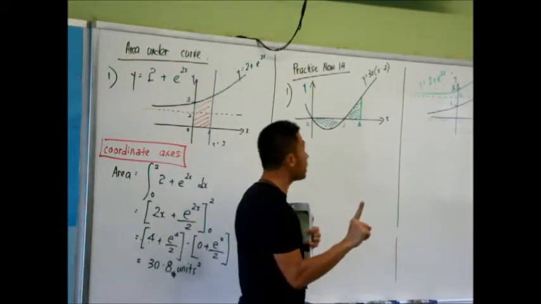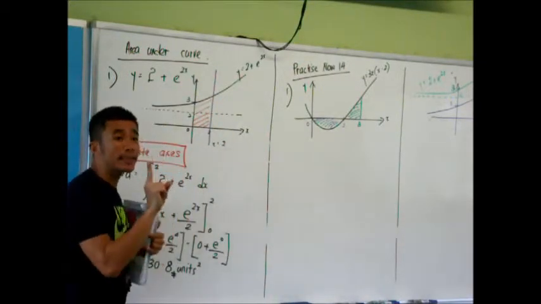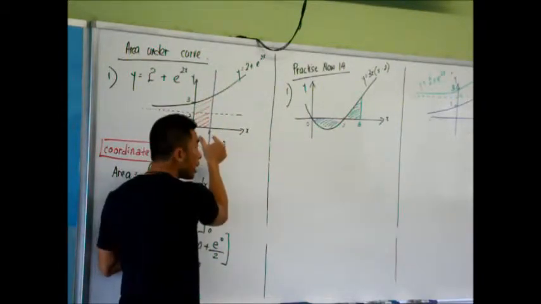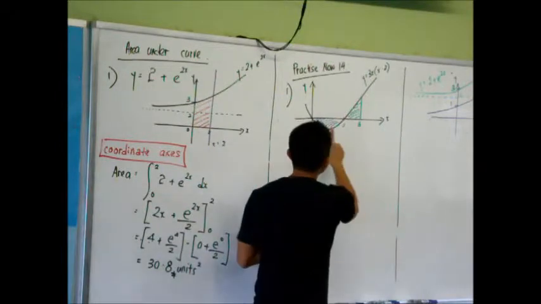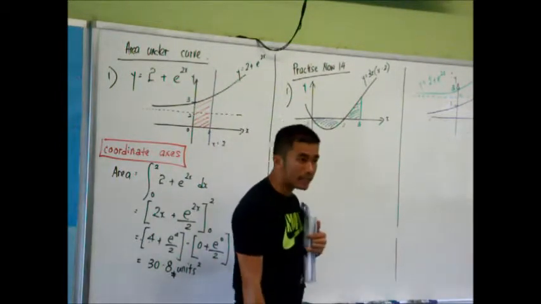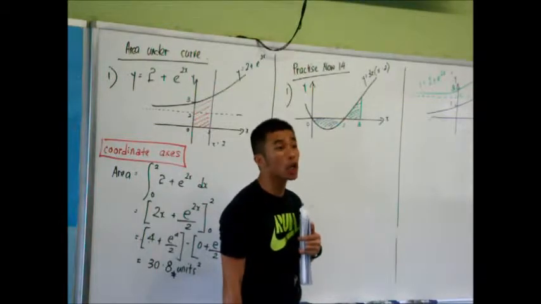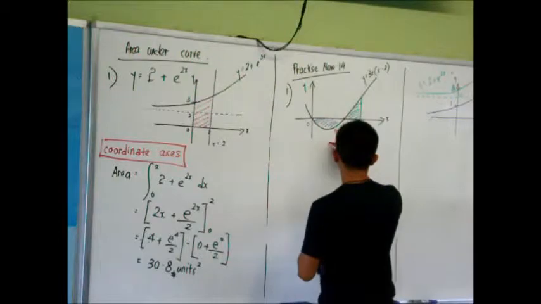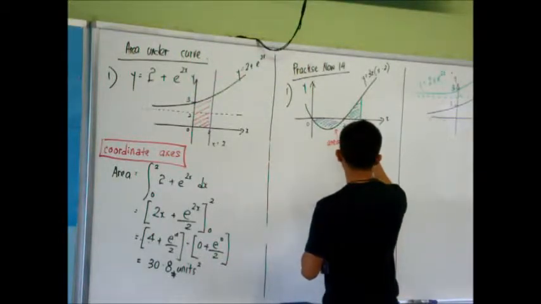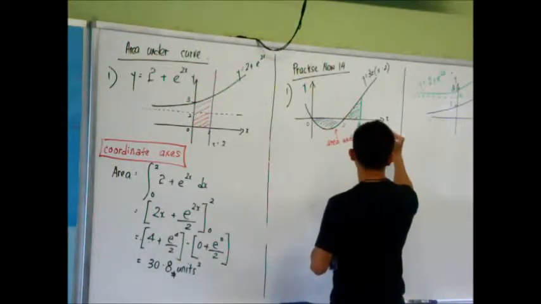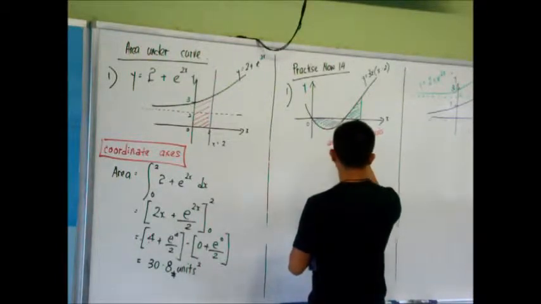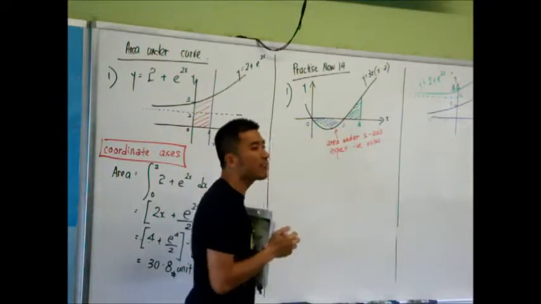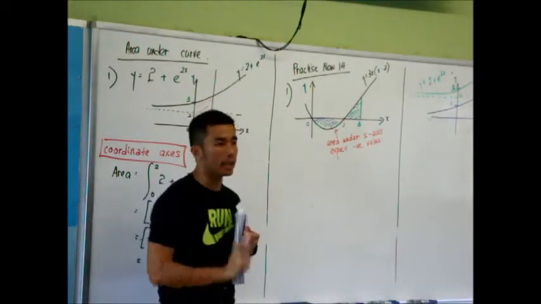And more importantly, take a look. All our previous example, the area is above the x-axis. Whenever you deal with area below the x-axis, please expect your answer to be negative. So this is something to take note. Expect area underneath the x-axis to be of negative value.